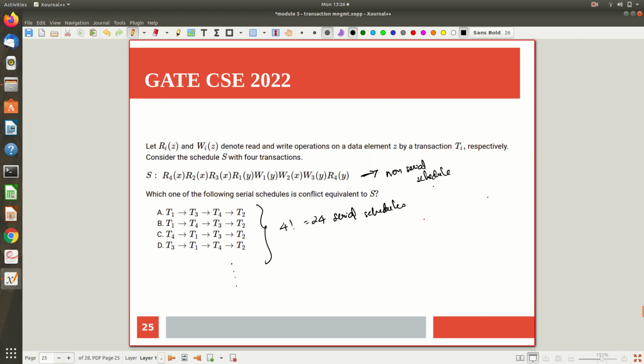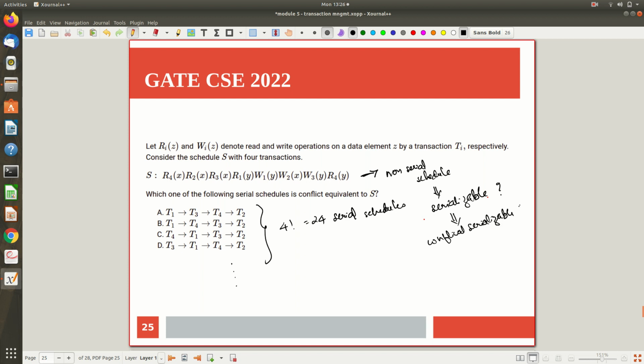If this schedule over 4 transactions is equivalent to any one of the serial schedules, I can say that this particular non-serial schedule is serializable. So the question is basically whether the schedule is serializable or not, in the sense of whether it is equivalent to any one of the 24 possible serial schedules. Serializability checking can be done in a number of ways, and one possibility is by using the concept of conflicting operations. Accordingly, we are trying to see whether it is conflict serializable.